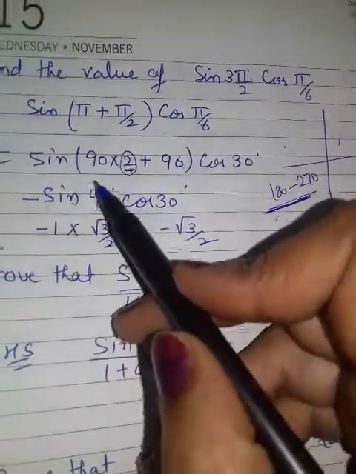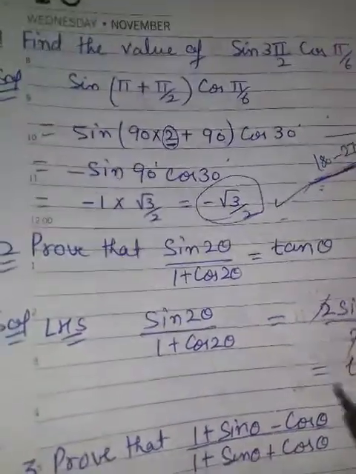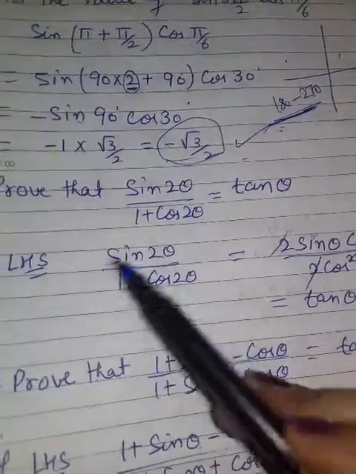You know the values. This is 1. This is root 3 by 2. So your answer is minus root 3 by 2. Next is proof that this is equal to this. I have taken the left hand side.